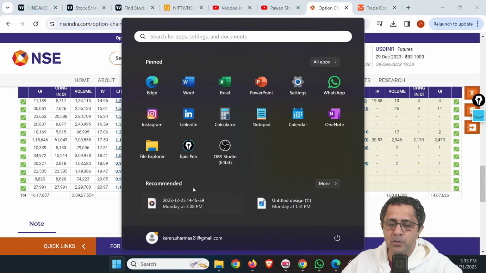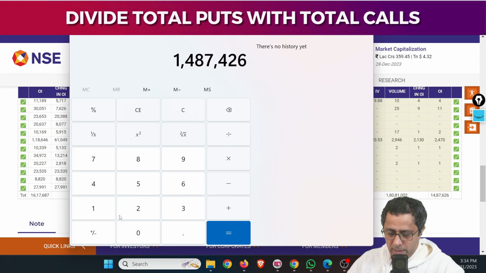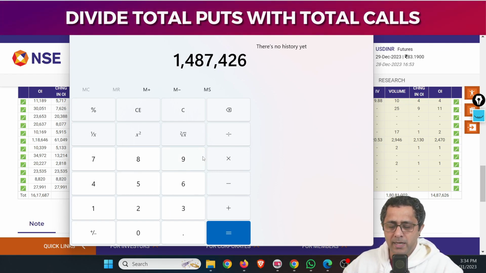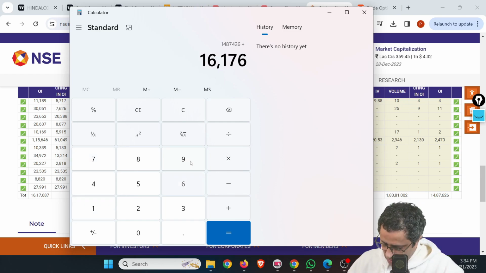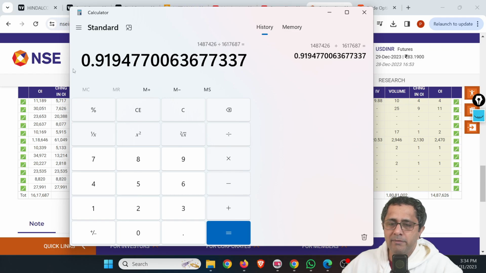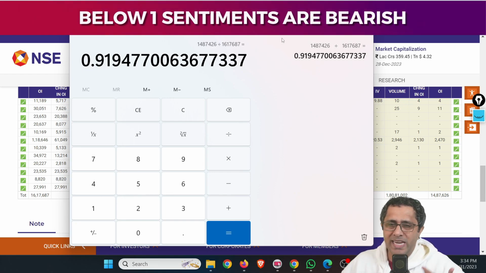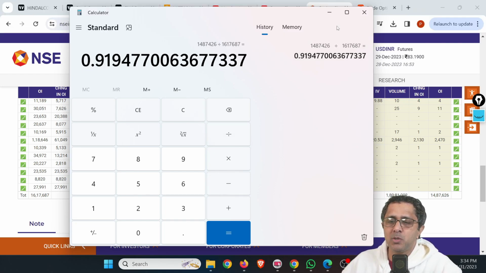So I'll just open the calculator for you. We'll take the put side first, which is 14,87,426, and divide by 16,17,687. So what we did, we took the total number of puts divided by the total number of calls, which gives 0.91. If you look here, this is almost close to 1, but of course it is below 1. So we can say that the market sentiment for now is a bit bearish. Fine. So this is one way to identify it.